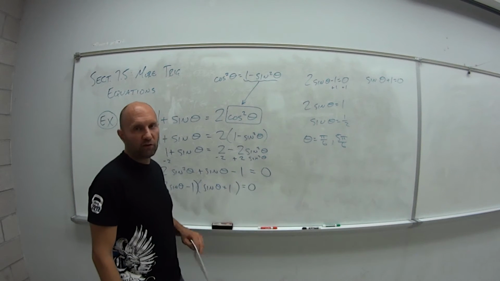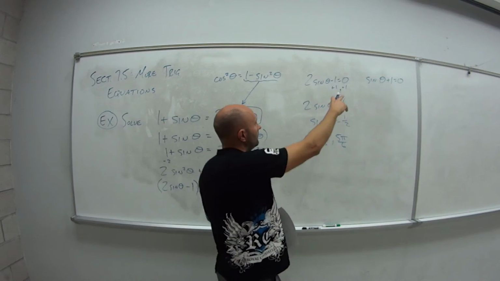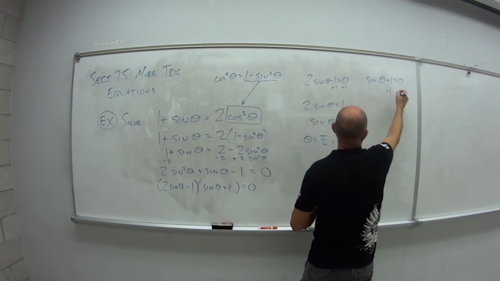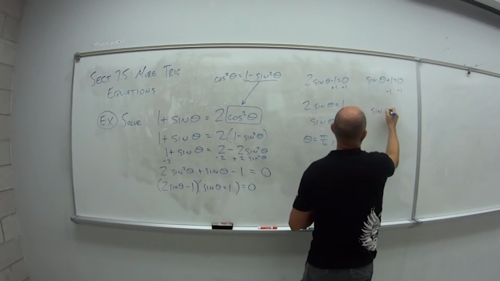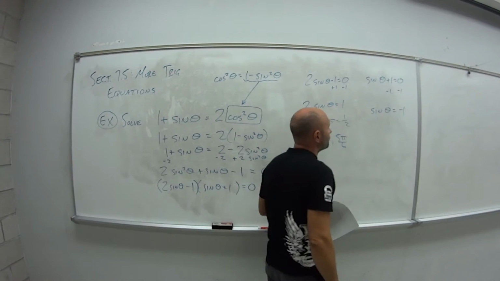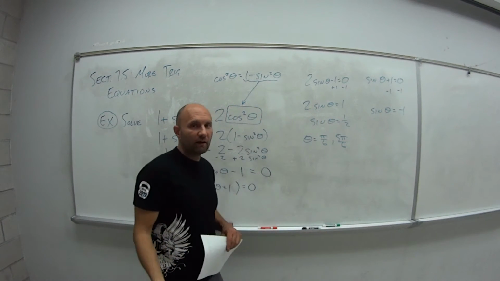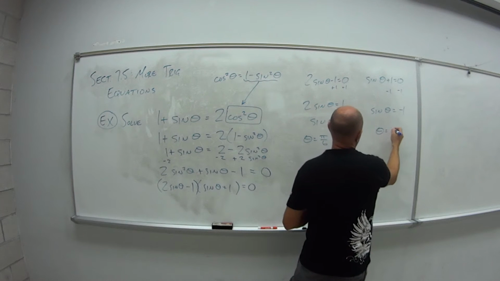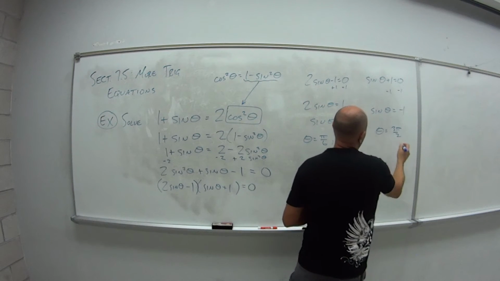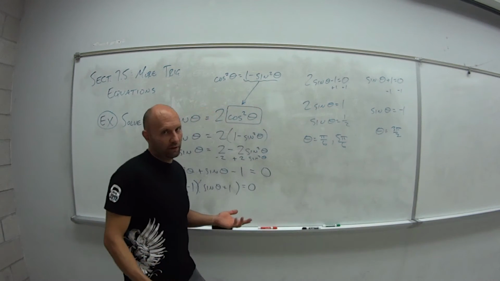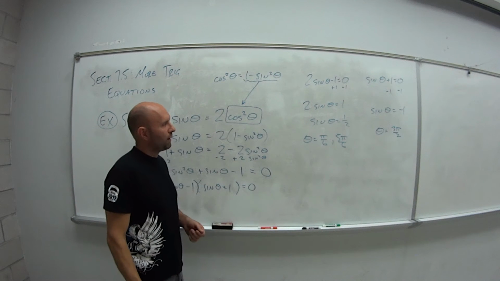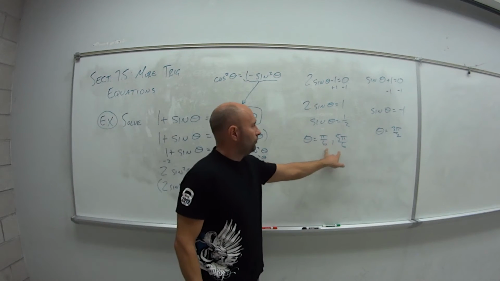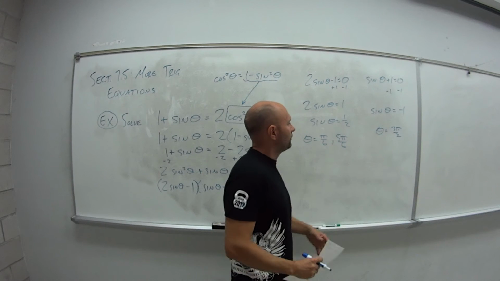So there's 2 possible answers. And then over here, if we subtract 1 from both sides, we get sine of theta is minus 1. And where is sine of theta equal to negative 1? Well, that's when theta is 3 pi over 2. That's the only place on the unit circle where sine of theta is minus 1. So even though we got two solutions here, we only have one for this one.